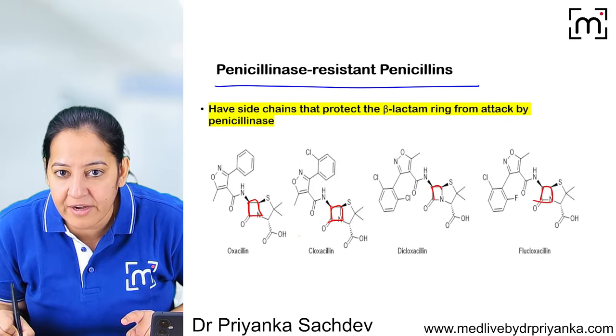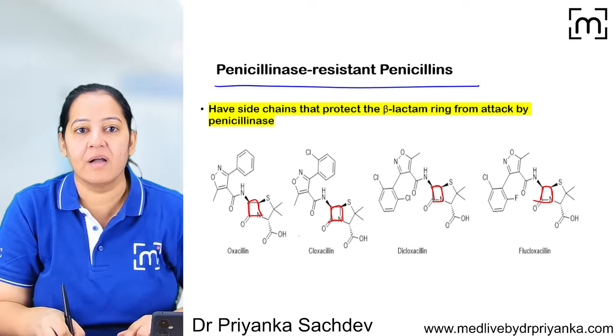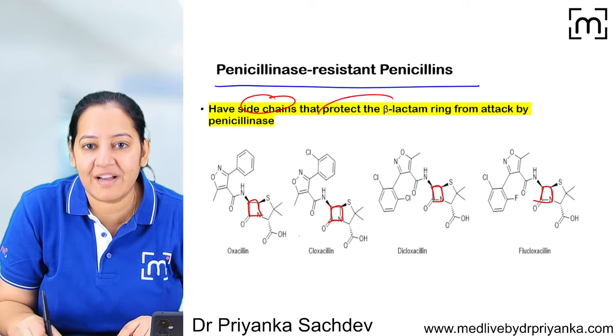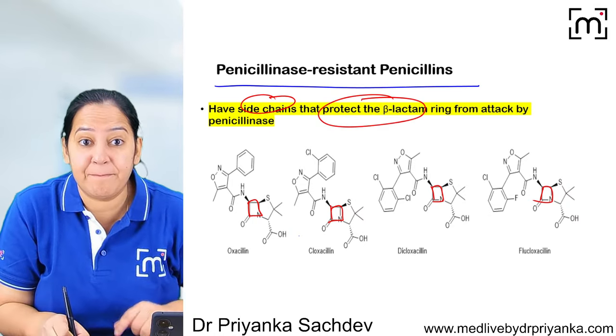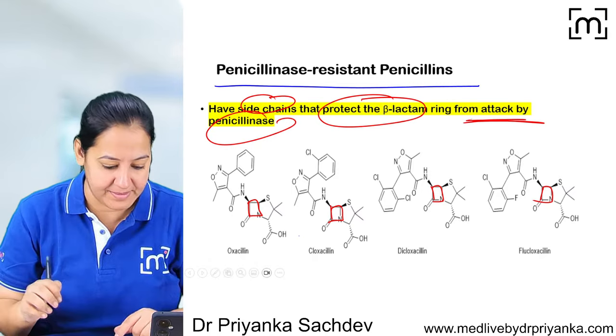Everywhere see the beta-lactam ring. Try to see the cover over it. We are covering it from all the sides. So they have a side chain so that they cover the beta-lactam ring so that the penicillinase cannot attack. This is the purpose. Ghungat is the purpose. Cover is the purpose.